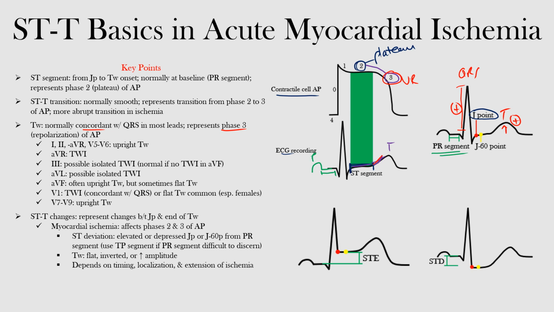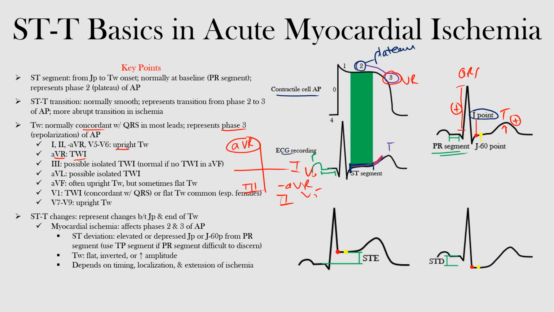And now we have a list of leads here, 1 to negative AVR. So negative AVR, if you had AVR here, negative AVR would mean this case here. Okay, and then we're saying leads 1, leads 2, V5, and V6. So all these leads should have an upright T wave, okay? And obviously if negative AVR has an upright T wave, AVR, which is right here, as it moves away from that lead, should have an inverted T wave in that lead. In lead 3, you can have possibly an isolated T wave inversion. And this is normal if there's no T wave inversion in lead AVF.